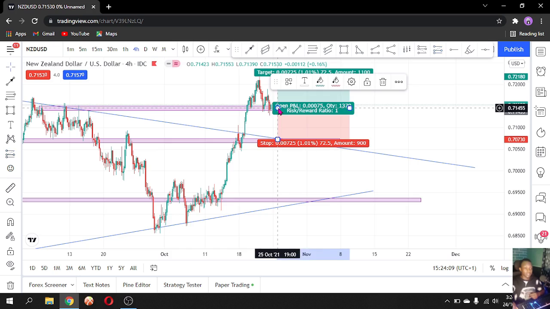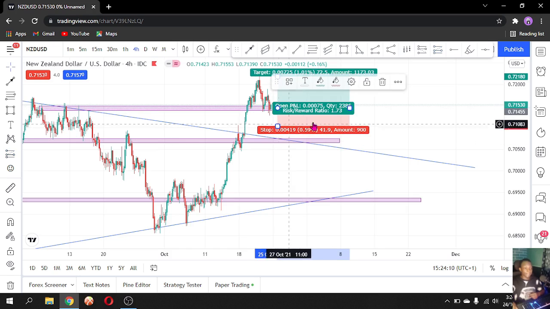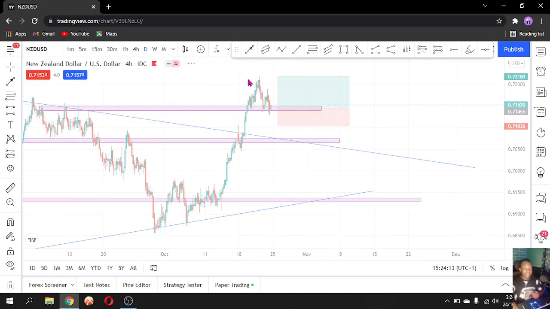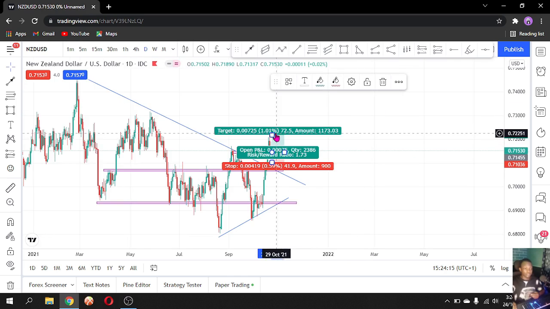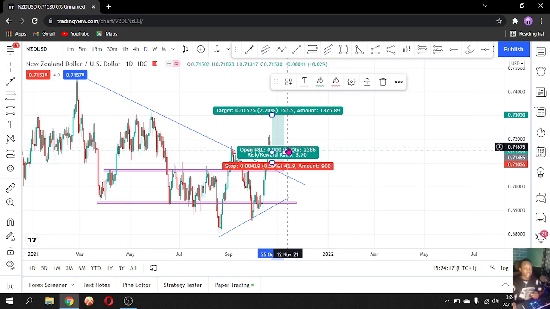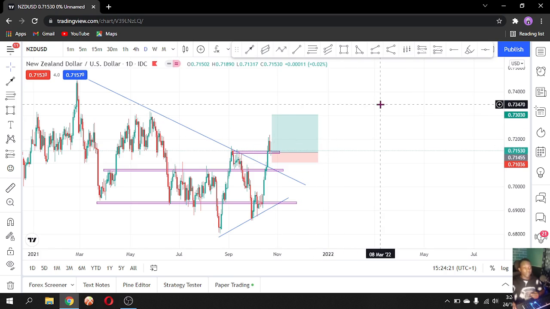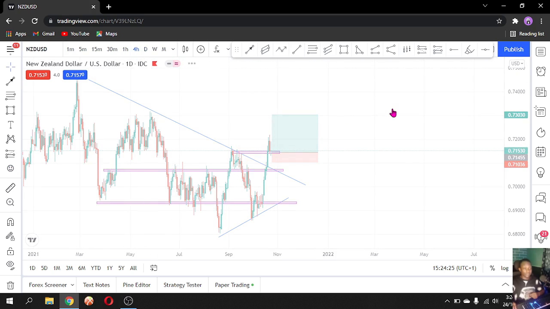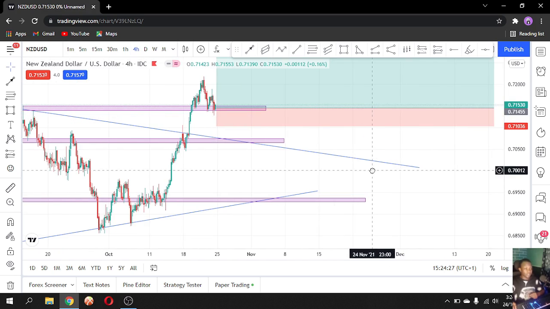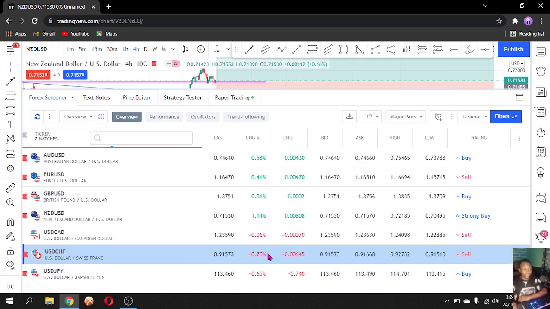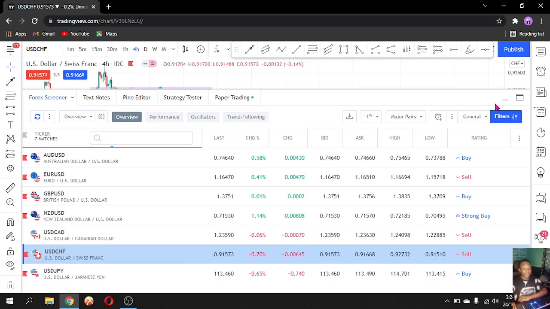I think like this, if it gives you a buy setup, then you should go for it. For long-term traders, you can decide to leave your trade to run for a few days, and we hope to get a few pips out of this trade. The next currency pair we will look at is USD CHF.